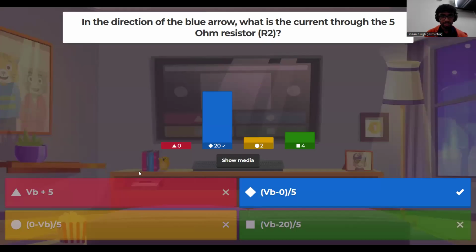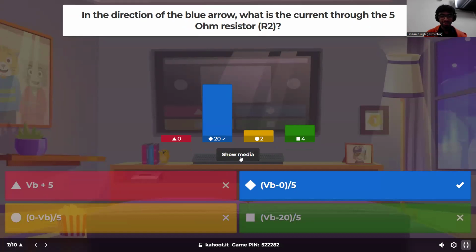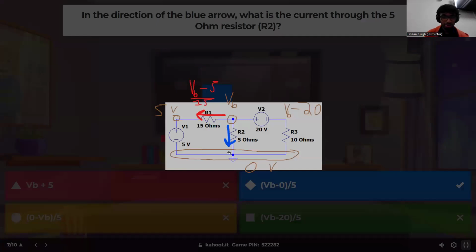Yeah, so a lot of people got that. Some people didn't answer, I think, because they were still thinking. In general, I don't like Kahoots because they force you to not think and act fast. But remember, we want the voltage drop across this resistor. At the top, it's VB. At the bottom, it's 0. VB minus 0, and then divided by 5. That's all it is. Because we divide by 5, that's the resistance, V over R equals current.